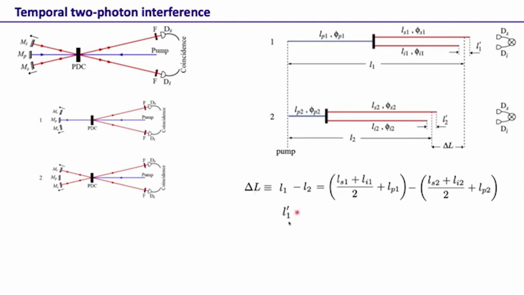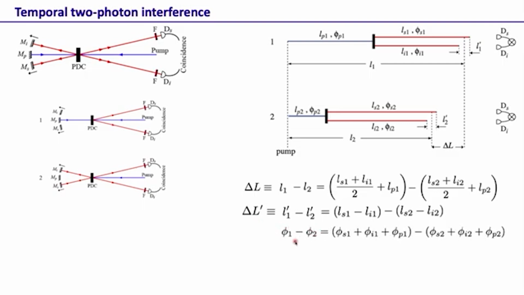Let's also define an L1 prime. L1 prime is the difference of the path lengths traveled by the signal and idler photons in alternative 1. So that's L1 prime. Similarly, L2 prime is the difference of the path lengths traveled by the signal and idler photons in alternative 2. So that we represent as L2 prime. And their difference, L1 prime minus L2 prime, we represent by delta L prime. This is the two photon path asymmetry length, as we call it.